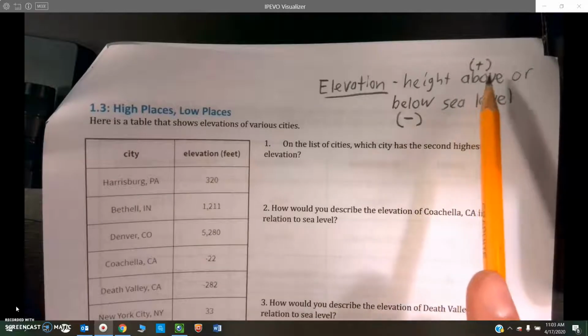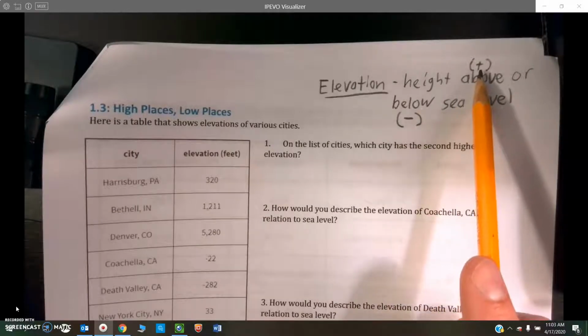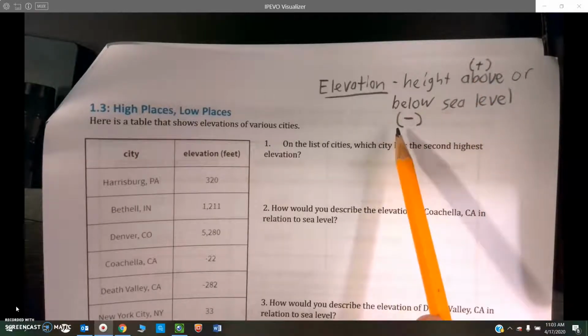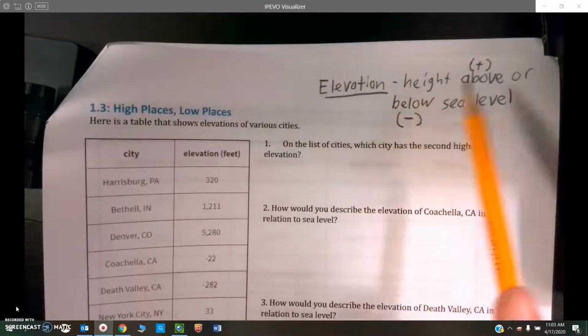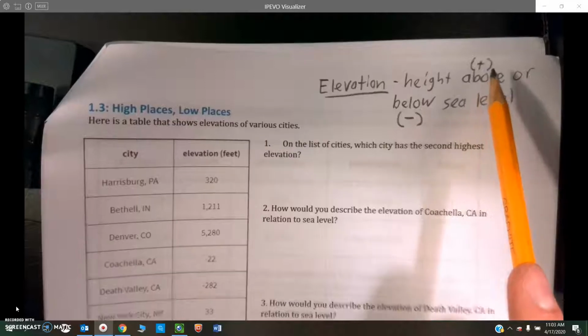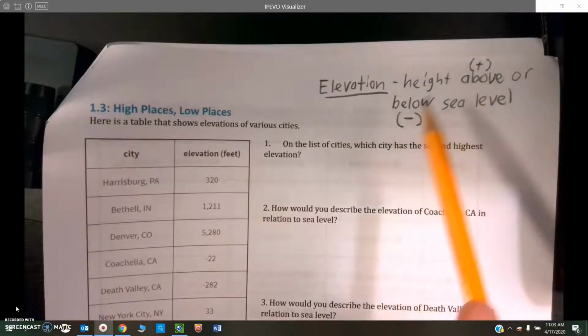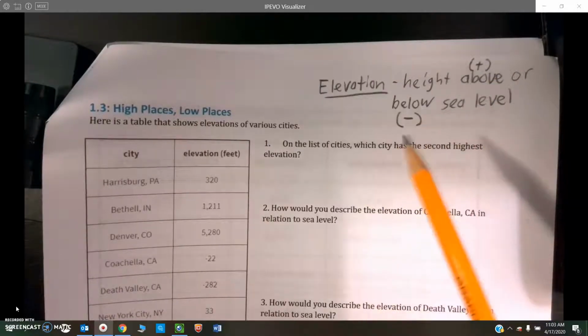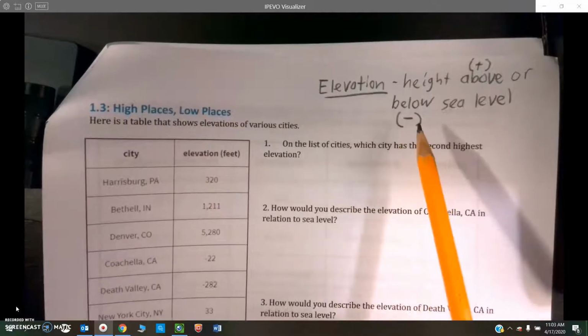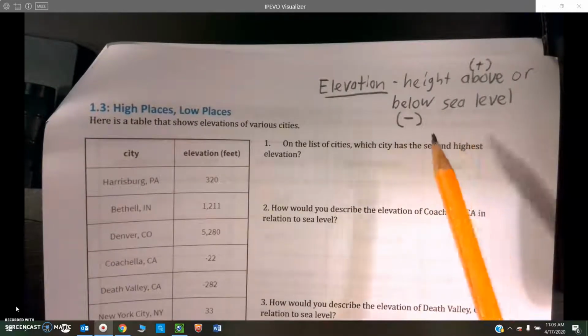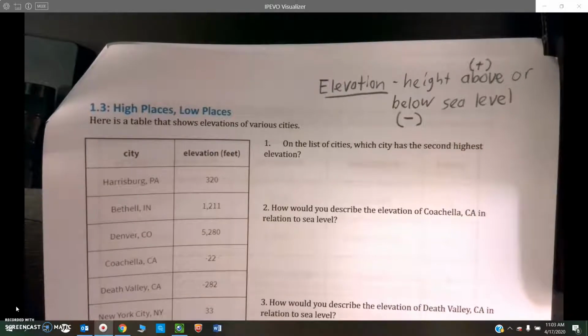And so if it's above sea level, that would be a positive number. Below sea level would be a negative number. And so some strong examples of elevation, like mountains, obviously have a really high elevation, and valleys, like the Grand Canyon or something, have a very low elevation, or a negative elevation, because they are technically lower on the planet than the oceans are.